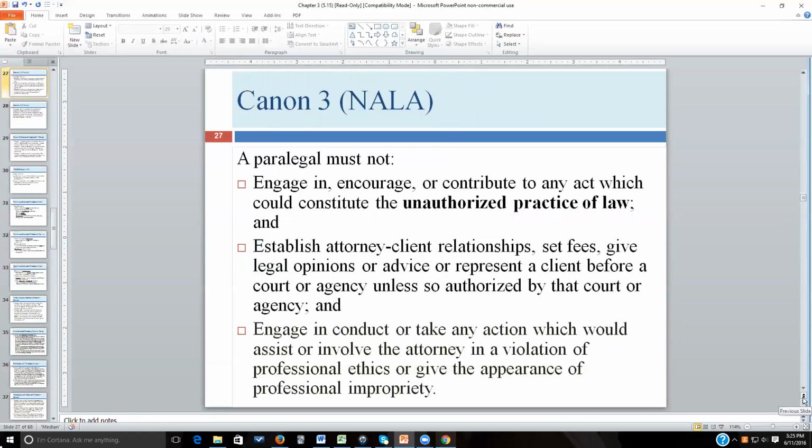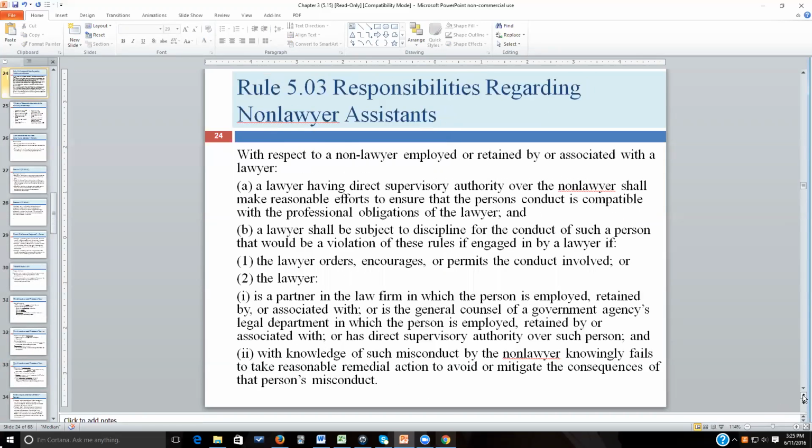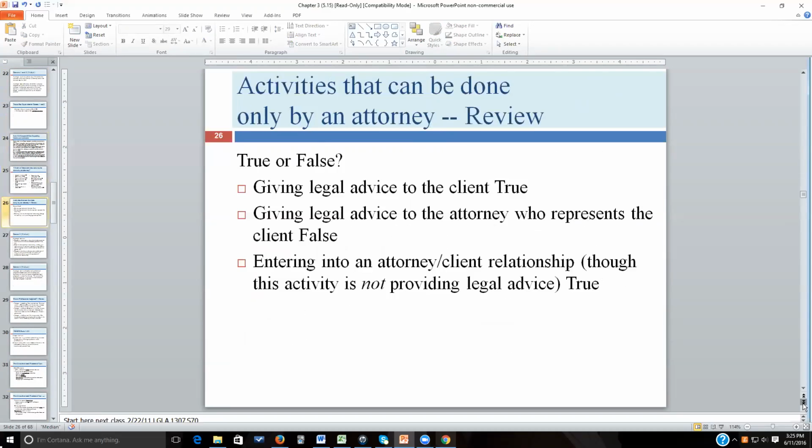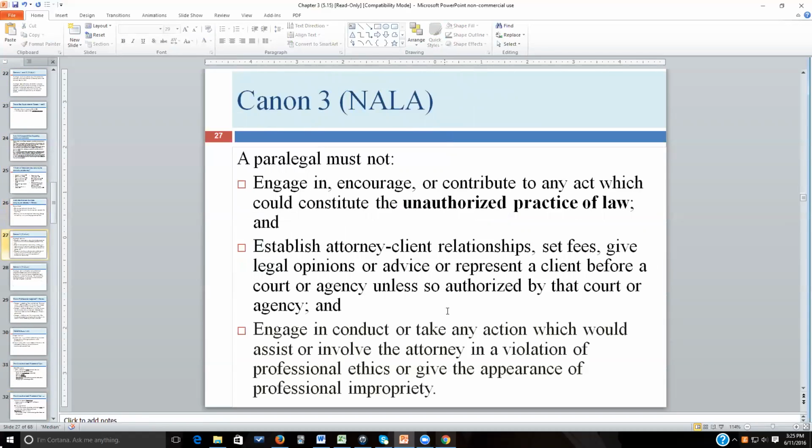Okay, so now let me do a little refresher. We've done canons 1 and 2 of NALA, and now we're up to canon 3. And so we have 3 parts for canon 3. A paralegal must not engage in, encourage, or contribute to any act which would constitute the unauthorized practice of law. A paralegal must not establish attorney-client relationships, set fees, give legal opinions or advice, or represent a client before a court or agency unless so authorized by that court or agency.